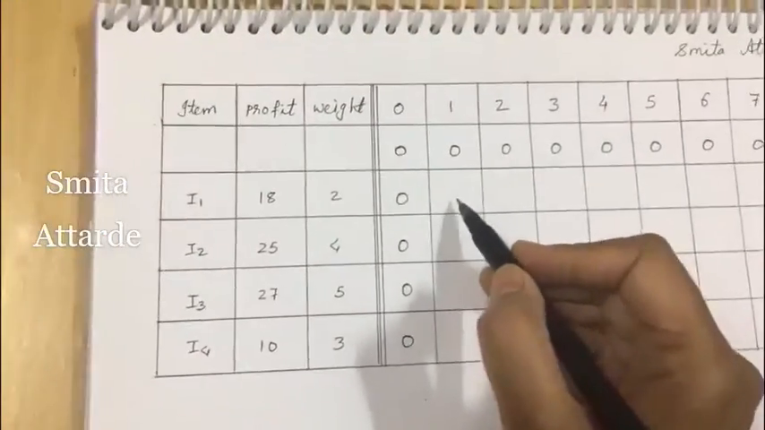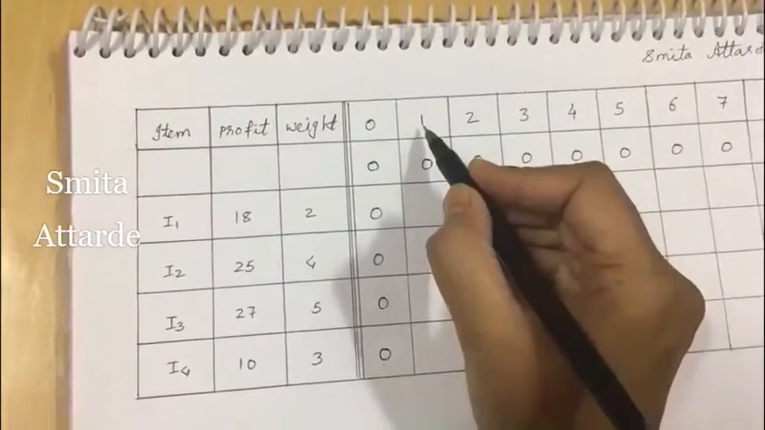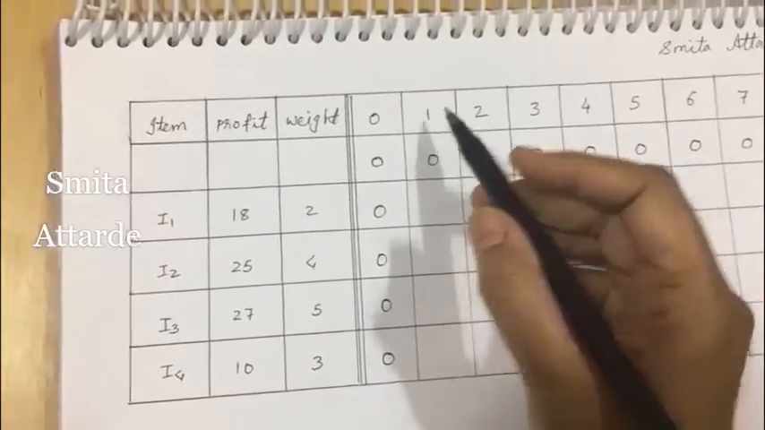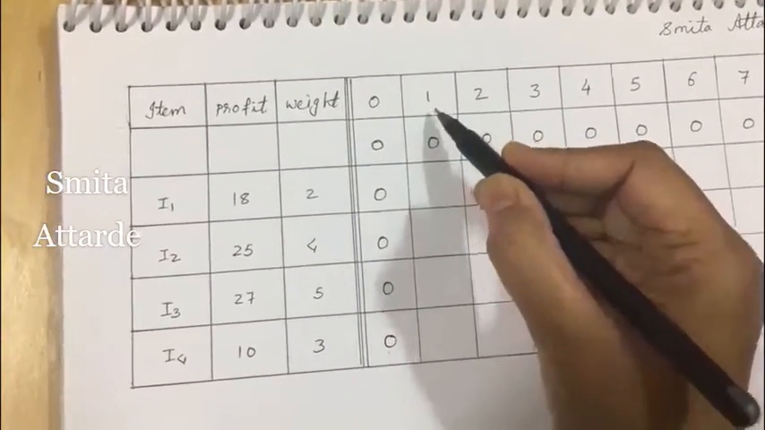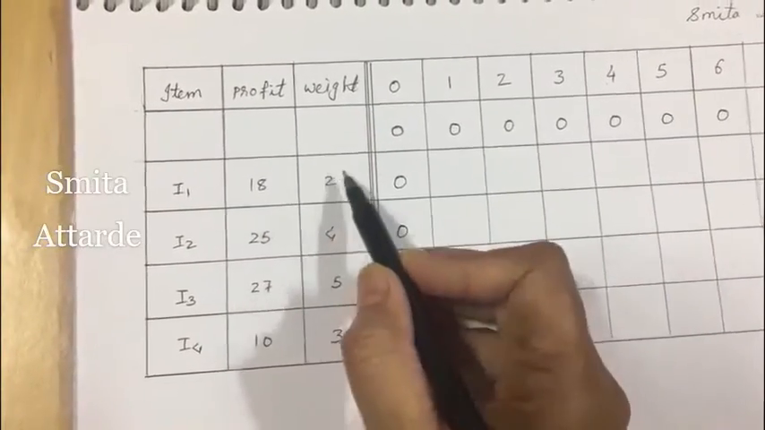Now how to calculate this value? We are going to use the formula here. The column value indicates the capacity of the knapsack. Here the capacity of the knapsack is 1, and this means the first item whose profit is 18 and the weight is 2.